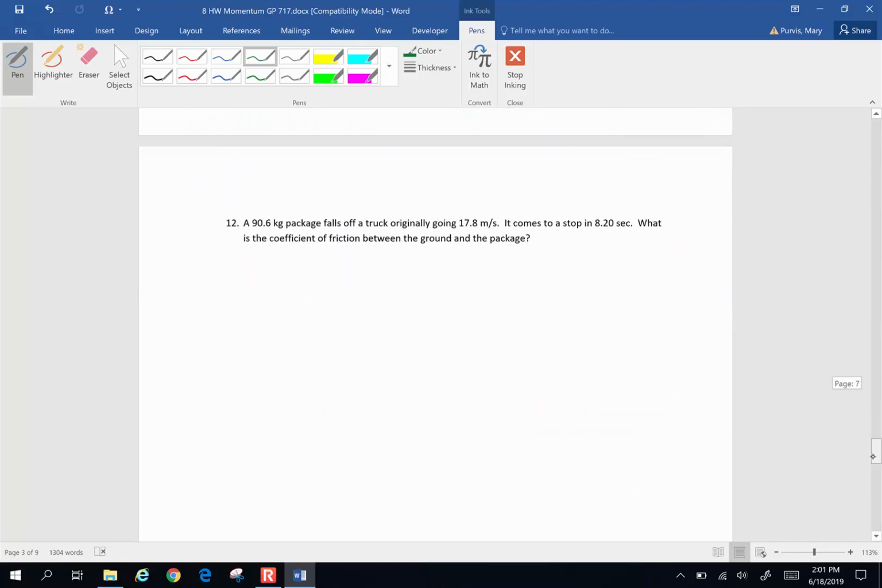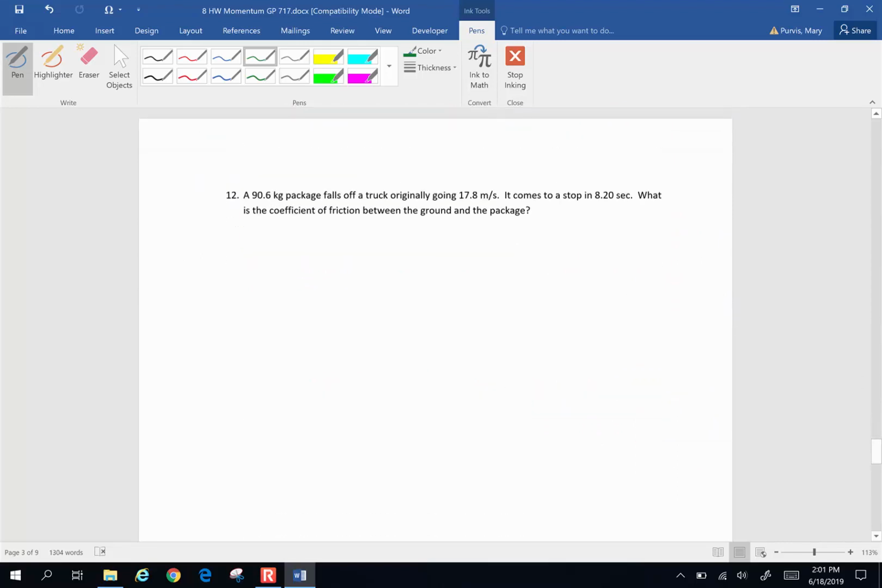All right, let's go down to problem 12. A 90.6 kilogram package falls off of a truck. So we have a package with a mass of 90.6 kilograms, and it falls off a truck originally going 17.8 meters per second. It comes to a stop, so its change in velocity is 17.8 meters per second. It comes to a stop in a time of 8.20 seconds. What is the coefficient of friction between the ground and the package?